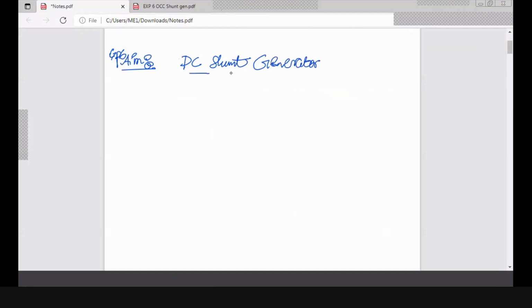Now, can you tell me what you mean by a generator first? Any of you can answer. What do you mean by generator? So it's a device to generate electricity by fossil fuel. Yes. So basically, a generator is something which generates electrical power.